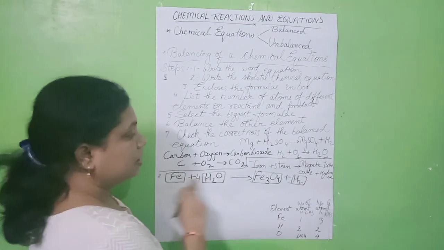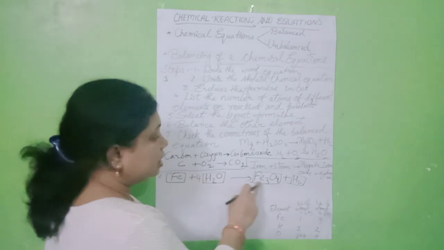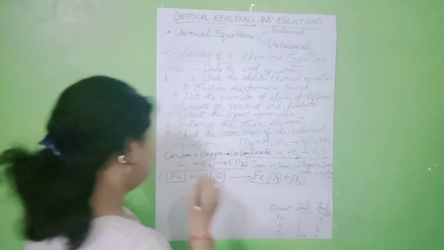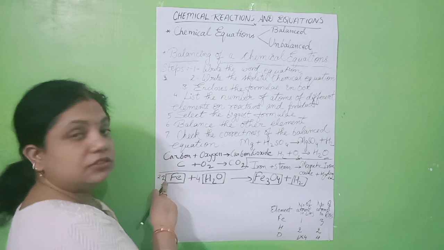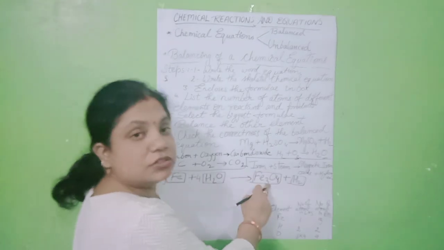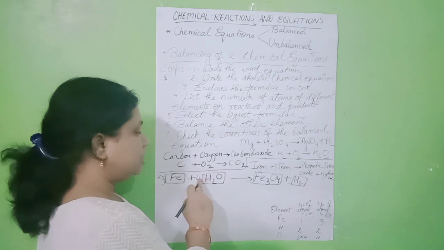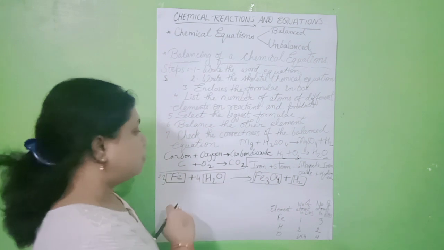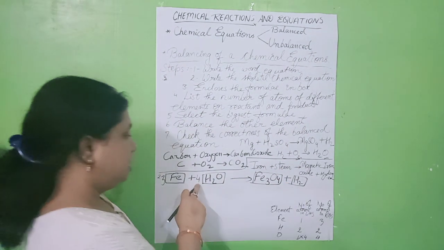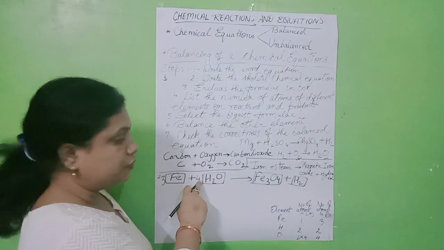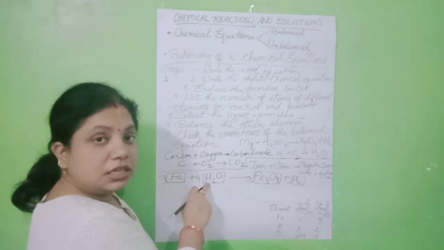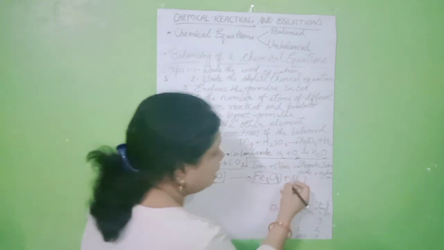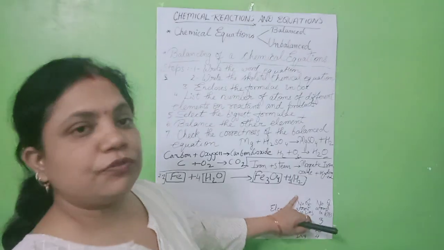Iron here is 1, that is Fe1, and here Fe3. So we have to multiply by 3. So here we have written 3. Now Fe is 3 here and also 3 there. Oxygen is 4 on the left hand side and also 4 on the right hand side. Now let's come to hydrogen. Here H2 means 4 times 2 is 8, so 8 hydrogen is there. And here hydrogen is H2, only 2 hydrogen. So again we have to write 4 here.